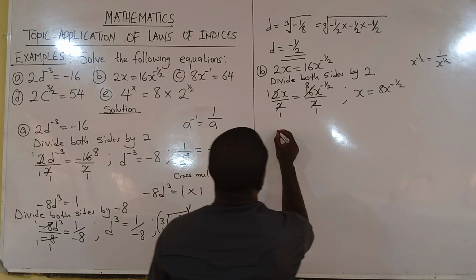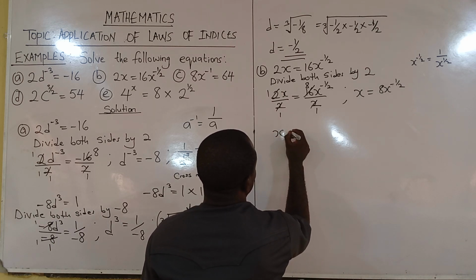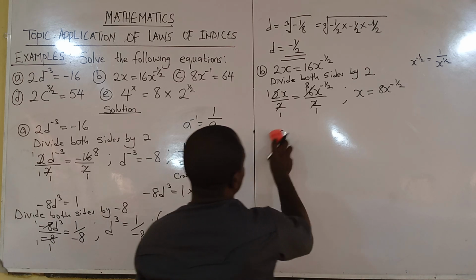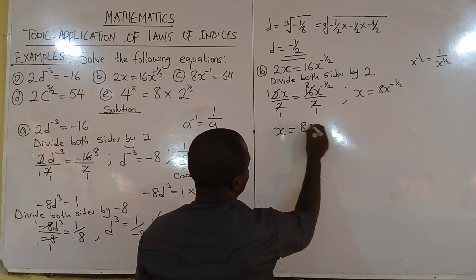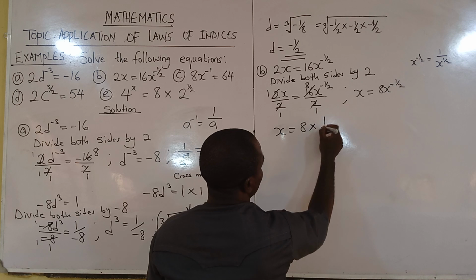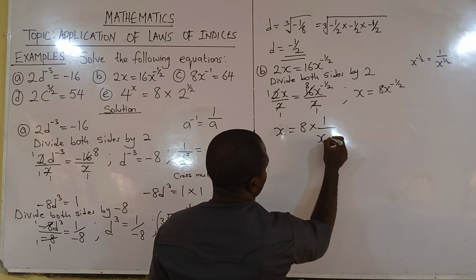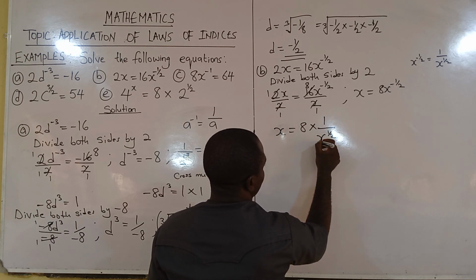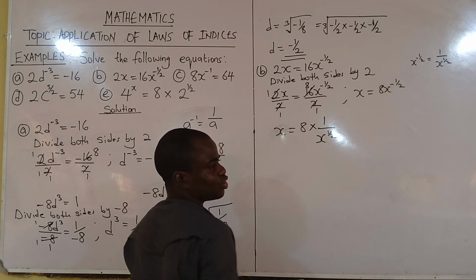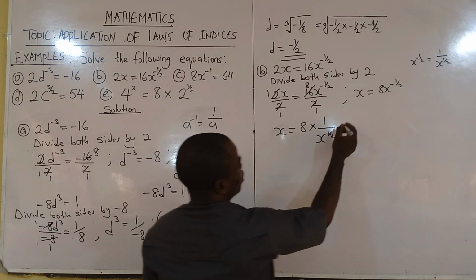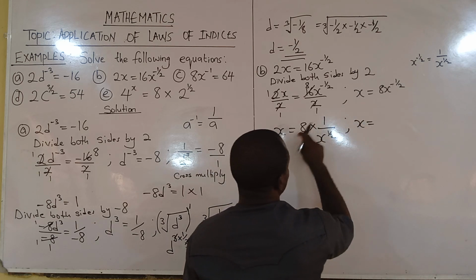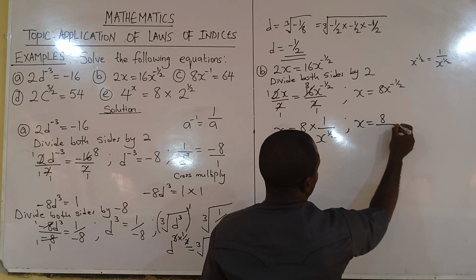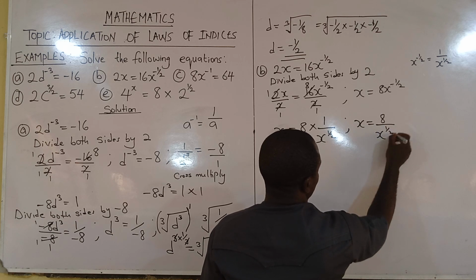Now we have x equals 8 times 1 over x raised to the power half. The negative has disappeared because of the introduction of 1. You now have x equals 8 times 1, 8 over x raised to the power half.